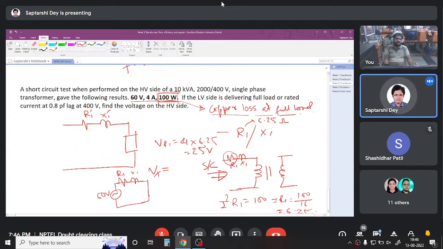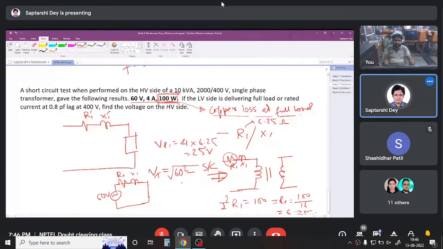This is a first year basic electrical engineering, not first year, 12th standard AC circuit chapter question. Standard AC circuit chapter question, and the audience is silent.